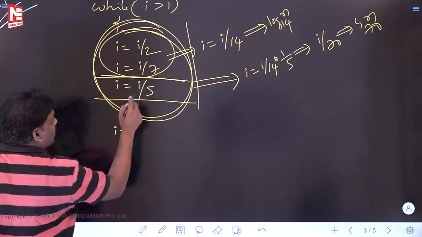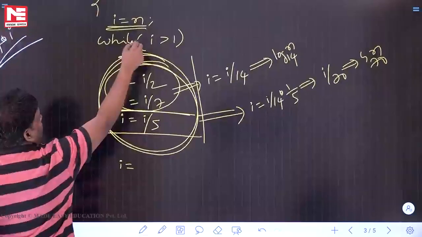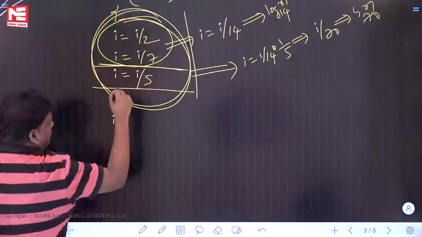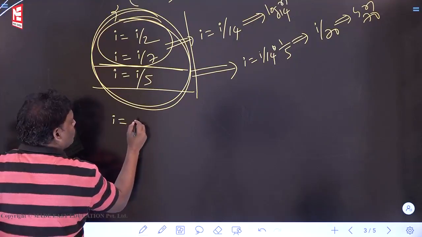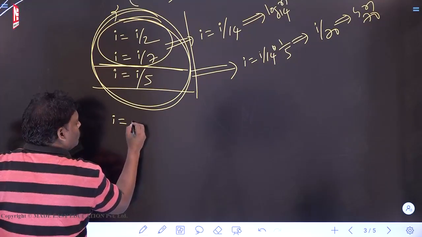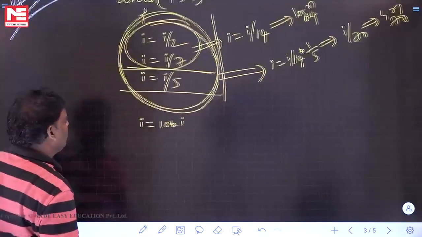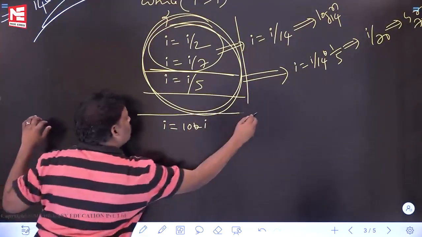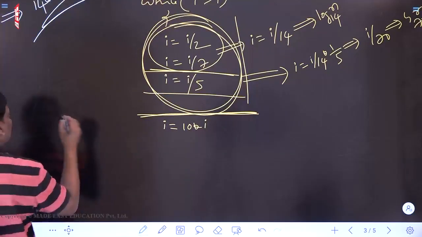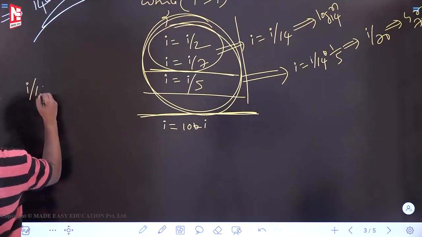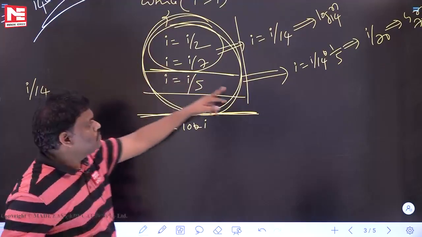Some people are asking why I is decrementing. Already it started from a big number, so I decremented. It's okay. Now see the answer. I is equal to 10 into I. Can you help me now? As of now, before this, what is the I value? I by 14.